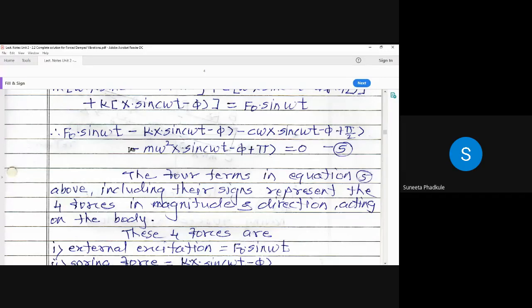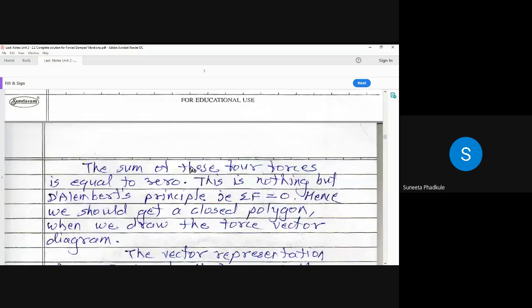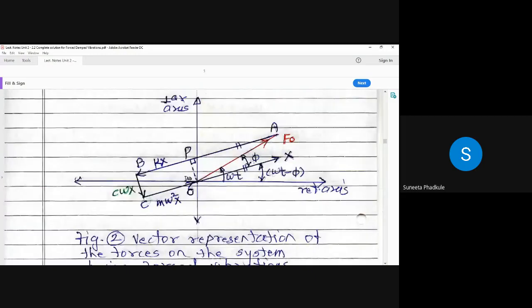There are 4 forces: external excitation force, spring force, damping force, and inertia force. So what is the magnitude of these forces? See here. This is the external excitation having magnitude F0, angle omega t. This is the spring force having magnitude kX, angle omega t minus phi, in the opposite direction. This is the damping force having magnitude c omega X. It is perpendicular to the spring force. And this is the inertia force having magnitude m omega square X. It is parallel to the spring force but in the opposite direction.